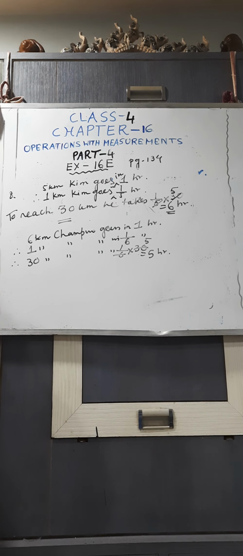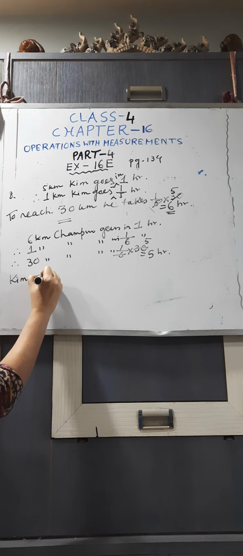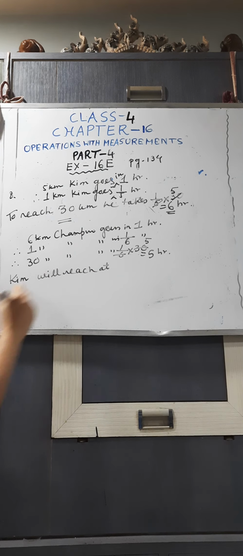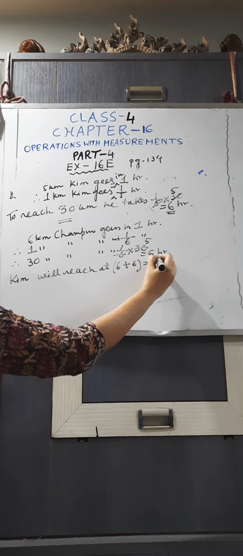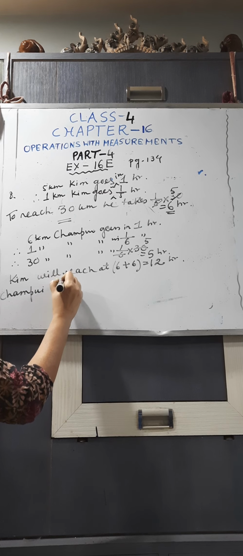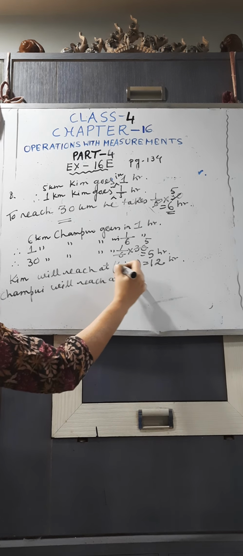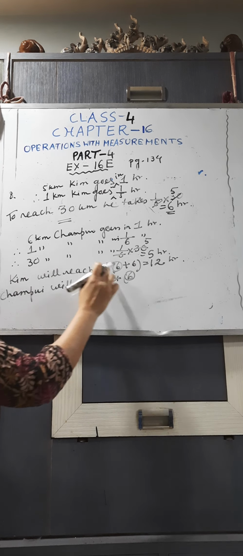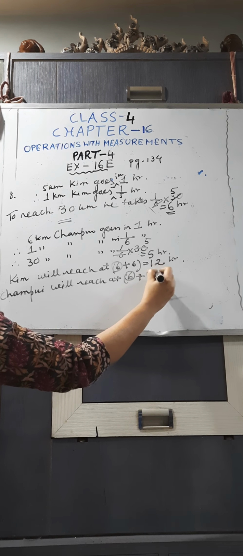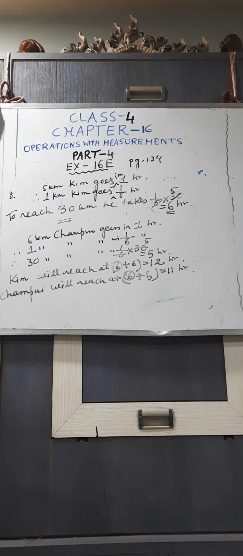Both of them started their journey at 6 o'clock. Okay, so at what time will they reach their destination? First one is Kim. Kim started at 6 o'clock, and 6 plus 6 is 12. Okay. And Champu started at 6, both of them starting time is 6, and here it is 5, so 11. Clear? So, Kim reached his destination at 12 and Champu reached his destination at 11.